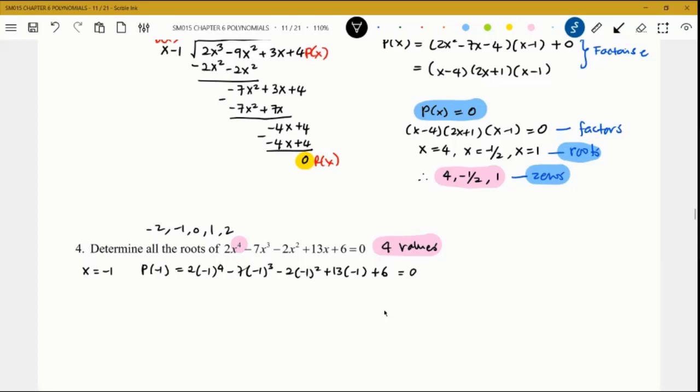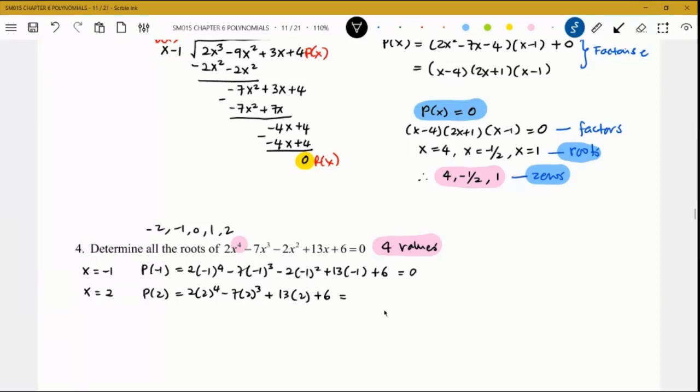Okay, let's say the second one. I want to try 2. If we substitute 0, automatically we know it is not a factor because we get balance 6, so do not use it. We choose 2. So P(2). So we have 2 to the power of 4 minus 7 times 2 cubed. We show whichever one gets a factor.